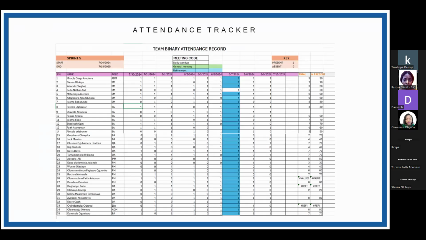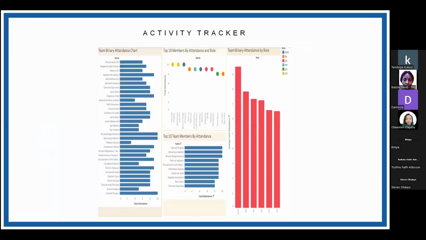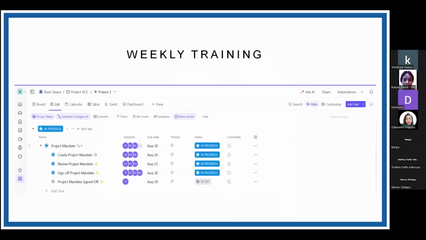So this is the attendance tracker for this sprint of everyone. Next slide. So we send the activity tracker over to the DA and we're able to visualize it for us. And from this, you can see the top members by attendance and the role. You can see also the top members by attendance. Next slide.